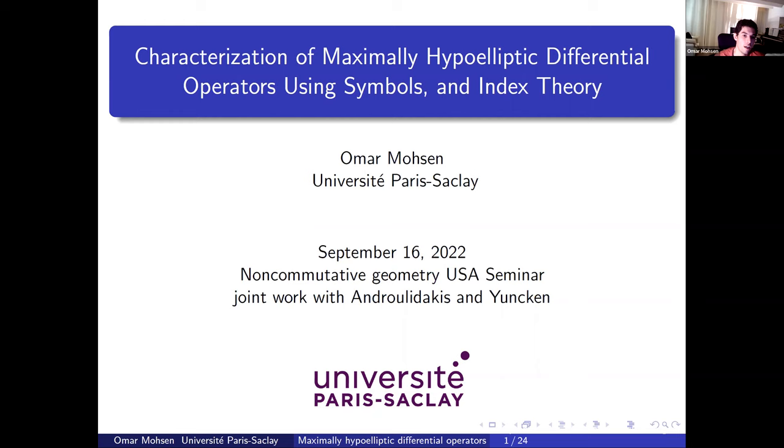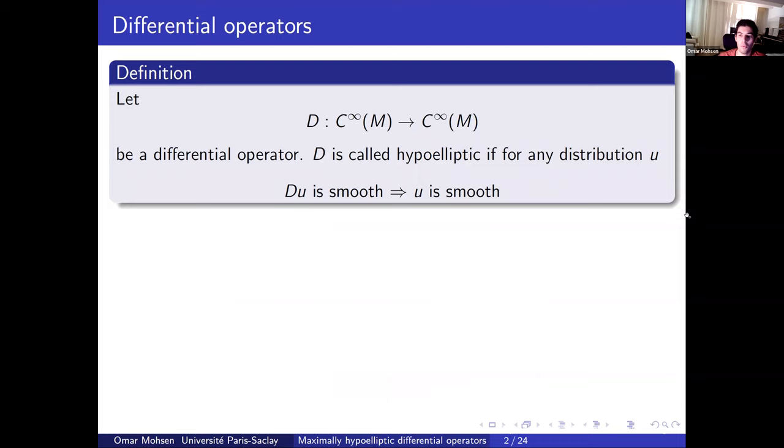So I will talk about maximally hypoelliptic differential operators. One of the most obvious questions one can ask when encountering a differential equation is, are all solutions smooth? If the answer is yes, we say that the differential equation or operator is hypoelliptic, which means that for any distribution u, Du is smooth implies that u is smooth. Here, this is local in the strong sense. So if Du is smooth on some open set, u is also smooth on that open set.